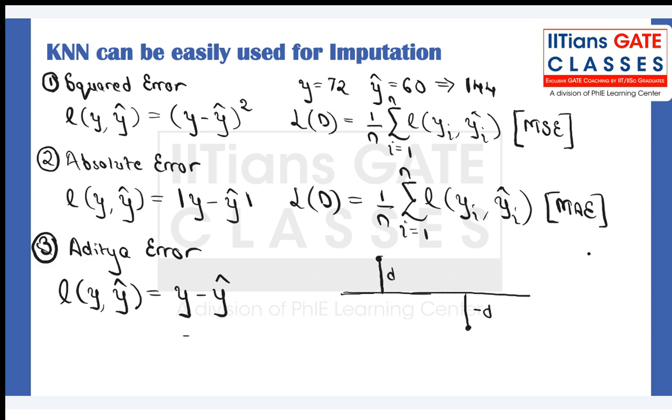That is not correct. So how do you solve the problem with Aditya error? You use the first two functions, right? That's why it was written. That's why you take the absolute value or you take the square. So good, nice. Aditya error is something that is not used, and hope you understand now why.